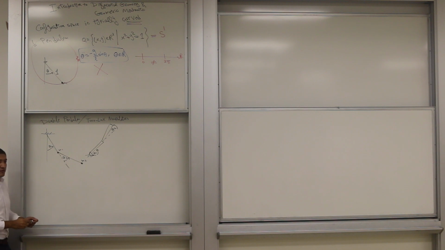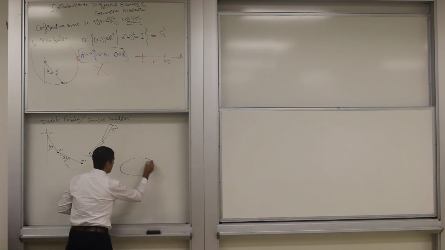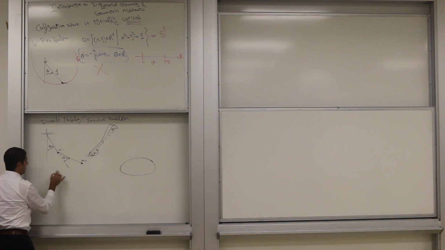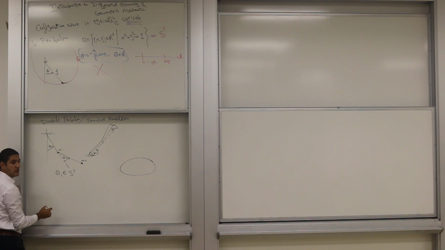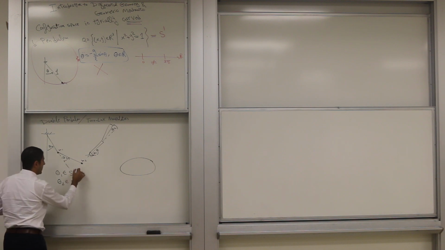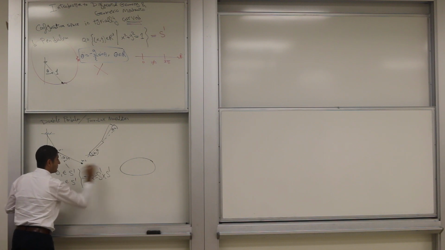So what is the configuration space? Let's do it geometrically. Theta 1 varies along the circle, right? And theta 2 is also along a circle. So theta 1 varies from 0 to 2 pi, theta 2 varies from 0 to 2 pi. So my configuration space is simply S1 cross S1, right?